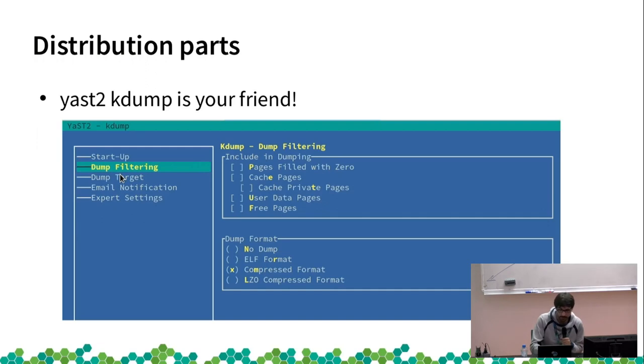So we can see here, for example, in the dump filtering, you can read this, right? So you can, for example, here say what you want to include in the dump. If you want to include free pages or pages filled with zero, which makes your dump file bigger, or if you don't care about this, or if you want to compress the file, you can, in dump target, say where you want to store it. You can create some email notification, so you get an email, hey, you have some problem. So that's nice.